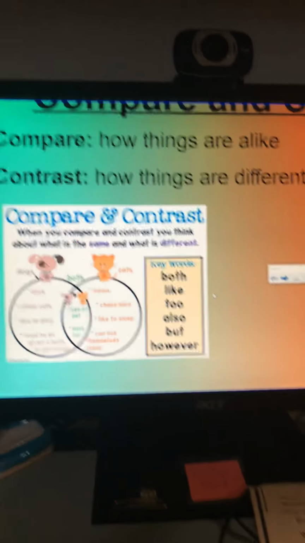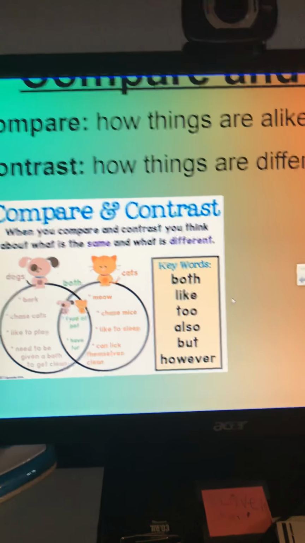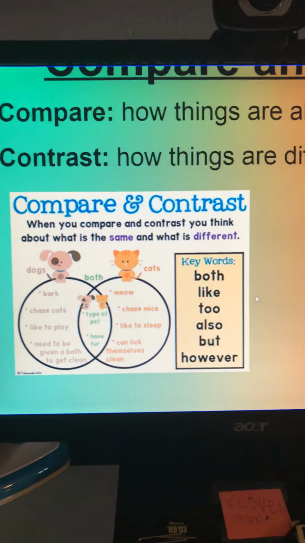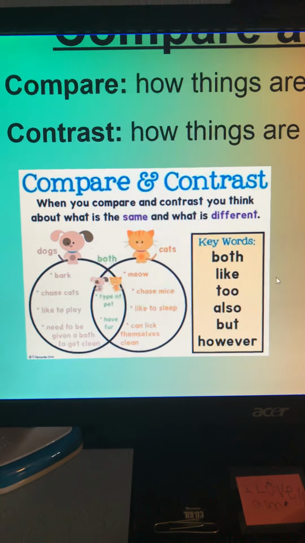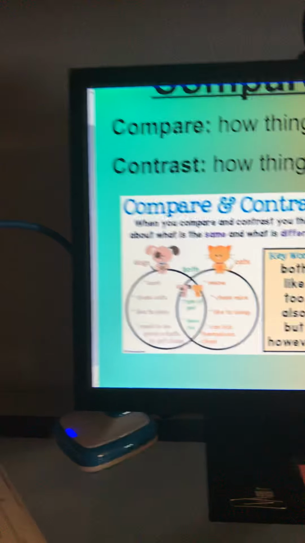How are they alike? They are both types of pets, and they both have fur. So you're doing this exact same thing, but you're taking the story that you read and comparing blue whales and sperm whales.